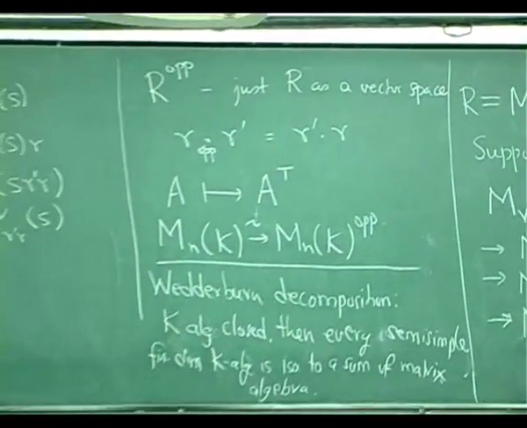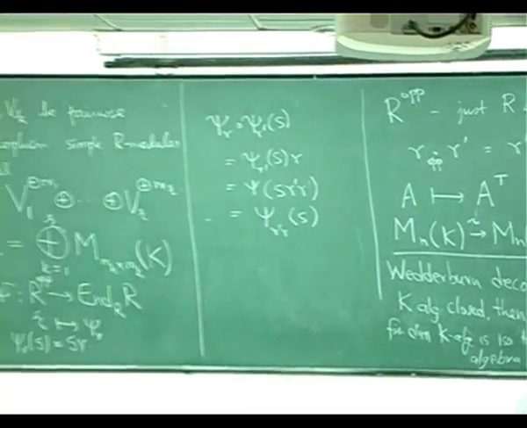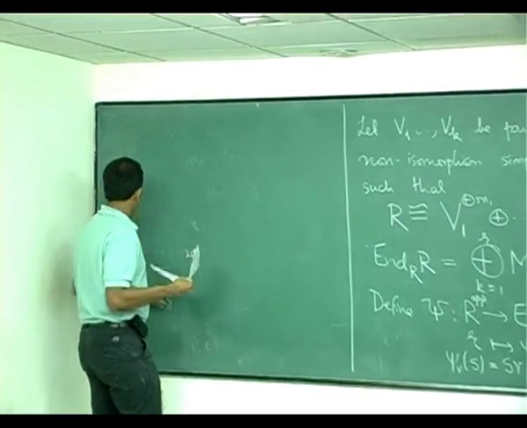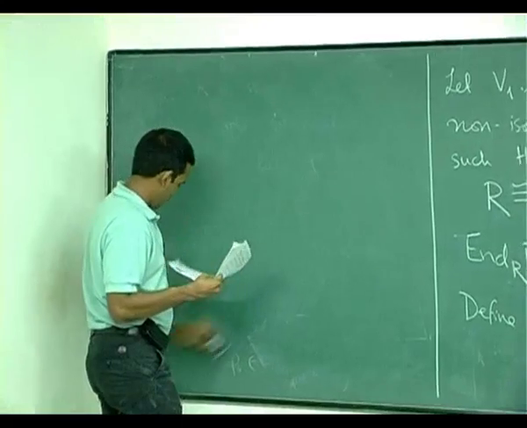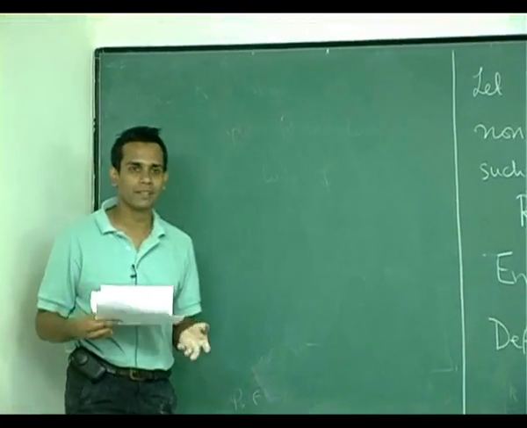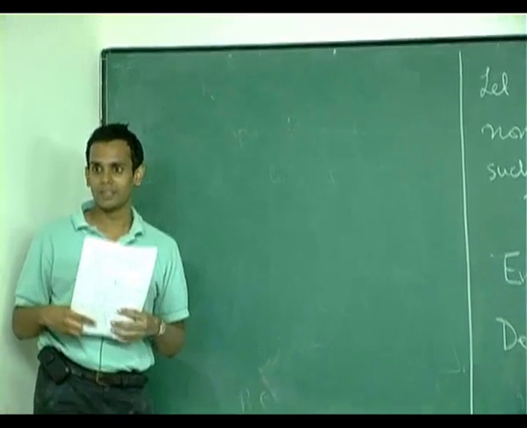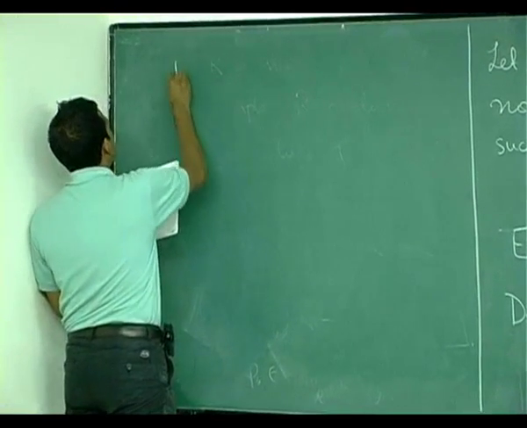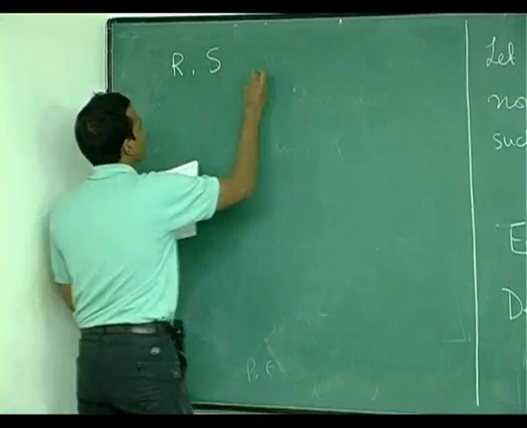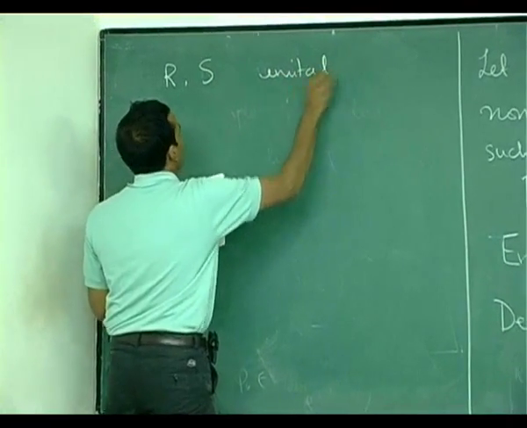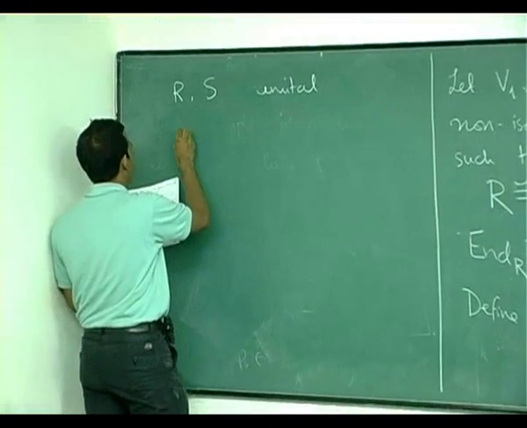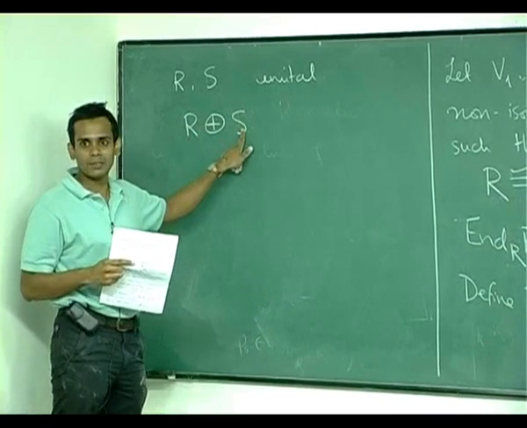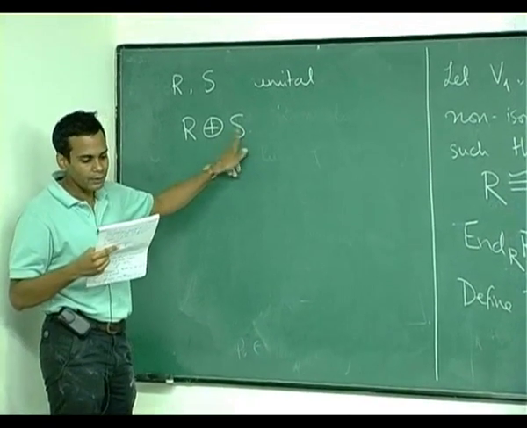Now, these are the building blocks for all semi-simple algebras over an algebraically closed field. So we just need to see how we can put together these things and get simple modules for a semi-simple algebra. Suppose you have two unital algebras, R and S, and you can form the algebra R direct sum S. Its unit will be the unit of R plus the unit of S.